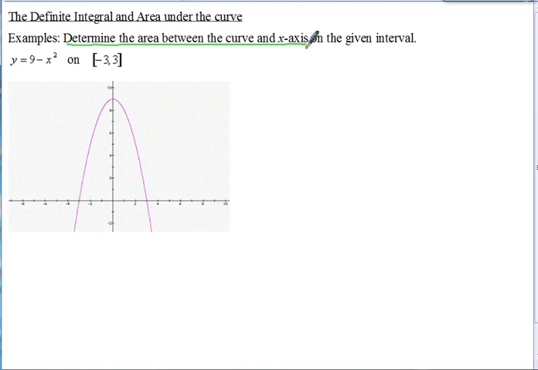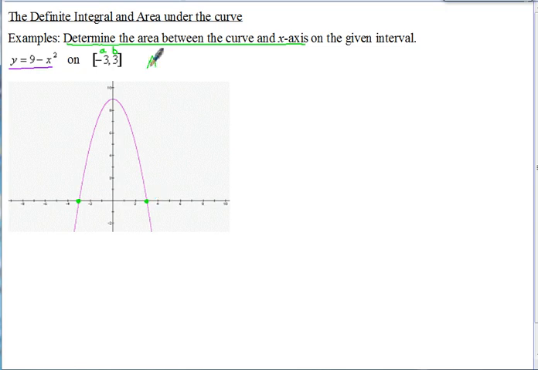In this case, we've got the graph of y equals 9 minus x squared. You can see this parabola here. If we want to find the exact area on the interval from -3 to 3, that's like our a and b here. In this case, it happens to be the x-intercepts, -3 and 3. Then we can use the definite integral to get that exact area.